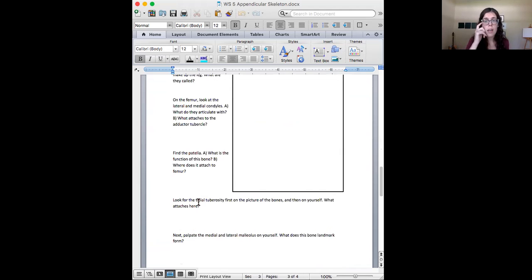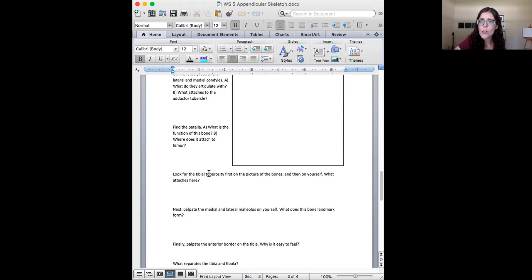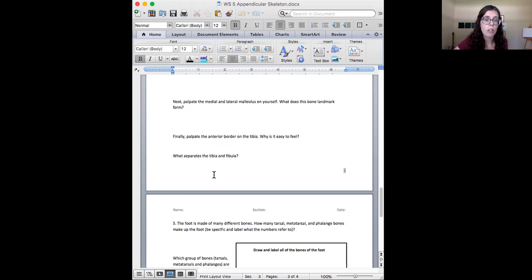Now, anytime I ask a question about a landmark, this is a landmark that's very important, okay? So you really want to pay attention to the landmarks I ask you about, like the lateral and medial condyles, right? The tibial tuberosity. Really pay attention to the landmarks that there are questions about. Okay, it's a little bit of a clue.